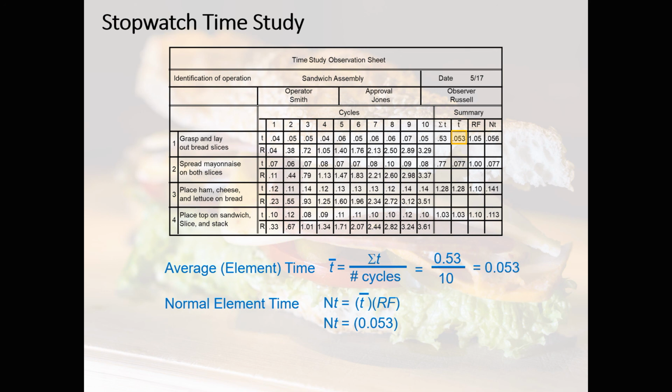So for us, we're going to take our average time, which is 0.053, and multiply it by the determined rate of worker performance of 1.05, and this is going to give us our normal time of 0.056. So if you have a rate of worker performance over 1, we're assuming that the worker was actually working faster because they knew they were observed.